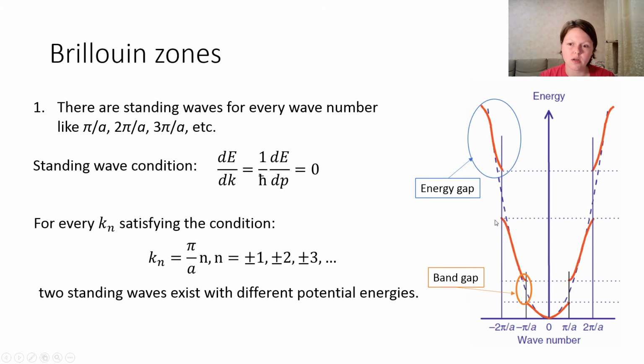The points of breaking of the energy spectrum satisfy the condition. And for every wave number from this condition, two standing waves exist with different potential energies. So you can see here, for every point of k, we have two different points with different potential energies.